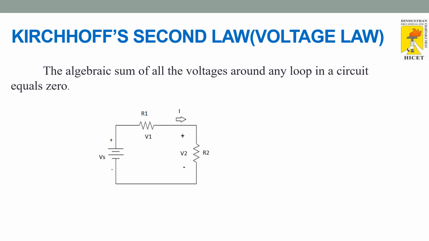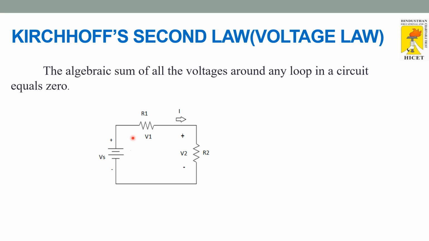Let me move to Kirchhoff's second law. It means the voltage law. It states that the algebraic sum of all the voltages around any loop in a circuit equals 0. Here we have what we call a voltage source Vs, and the resistances which have a voltage drop. Resistance will drop the voltage and the source will act as a potential rise.